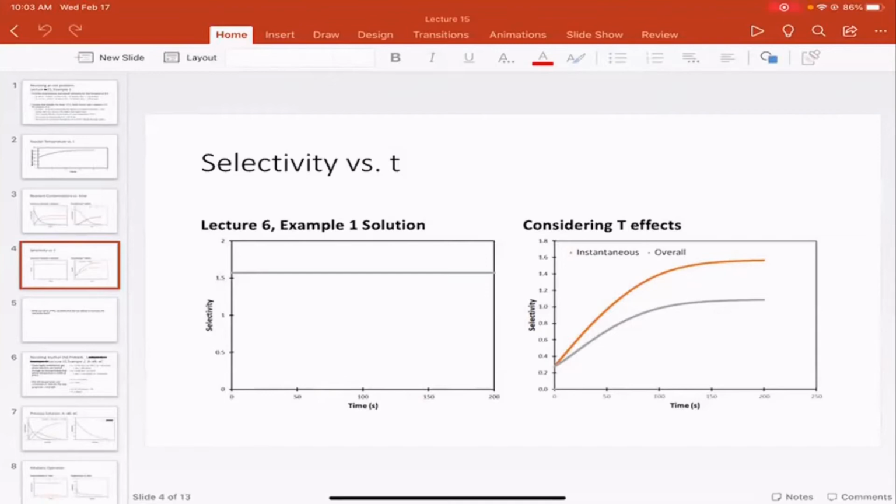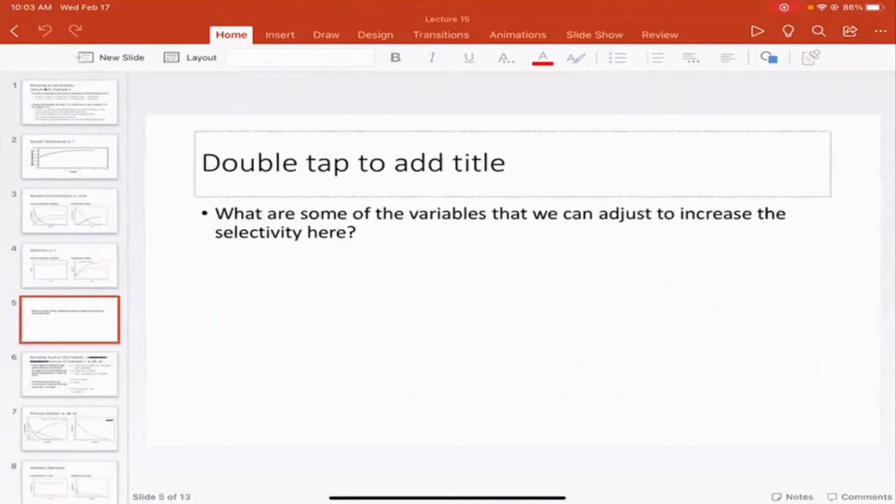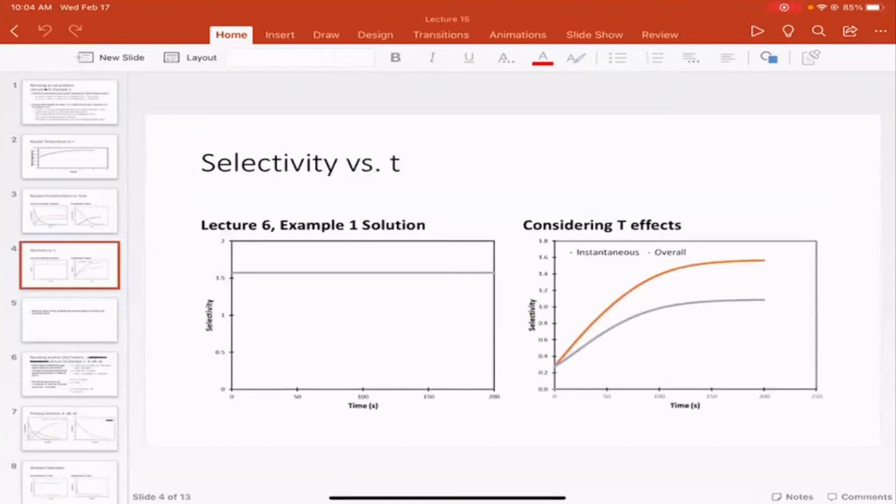And so one of the things, as you go back through this when you're studying, or even when you're doing the homework problems on the non-isothermal reactors, think a little bit about what are the variables that you might adjust to increase the selectivity here. And in lecture 6, we talked about using temperature, right? And that's obviously working here. As the reactor heats up, the instantaneous selectivity is getting pretty high. And you'll notice that the instantaneous selectivity is becoming equivalent to what we solved for in lecture 6. It's about 1.5. But the overall selectivity, we never get there.